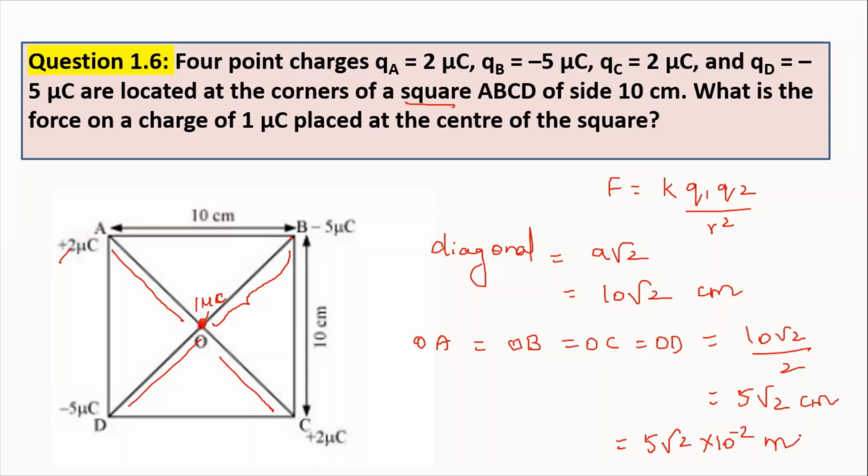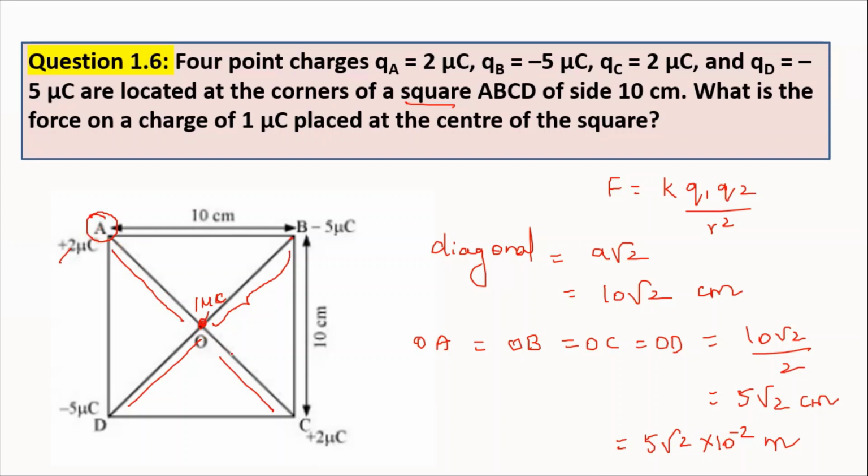So now you know the value of R. With Q1, Q2 and R, you can calculate FA, FB, FC, FD. They are the forces. We'll solve them one by one, and finally we'll find out the net force. So now the first step will be to calculate the force due to the charge at point A on the charge at point O, which we will take as FA.